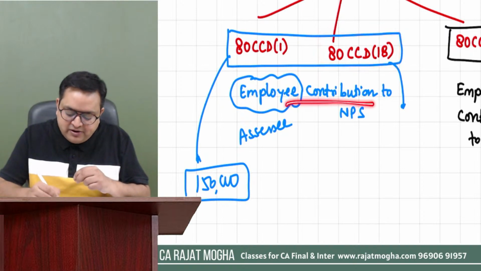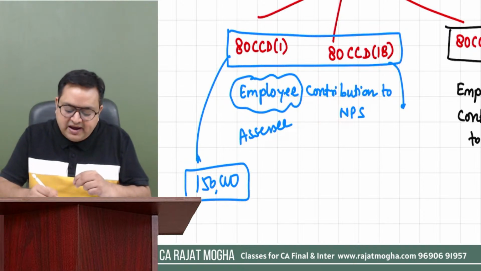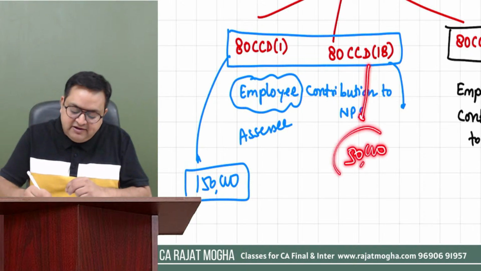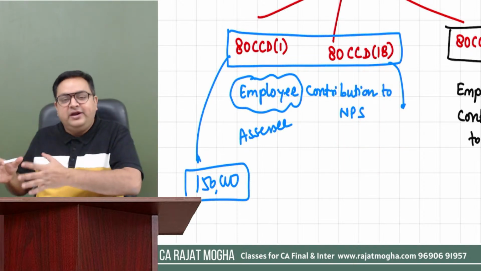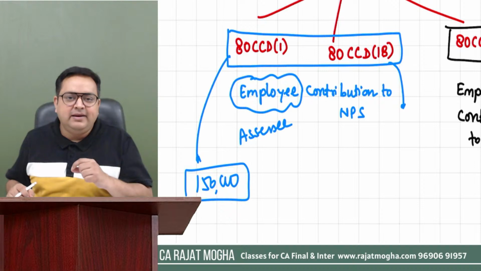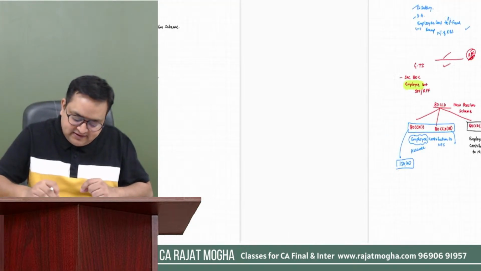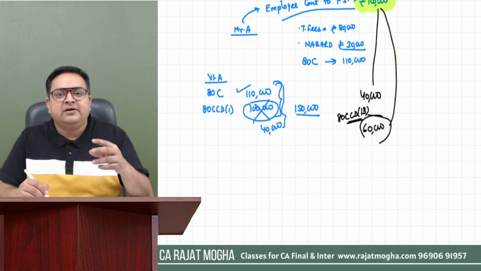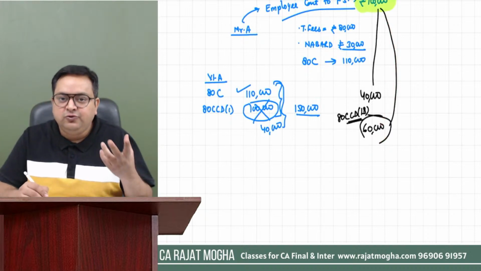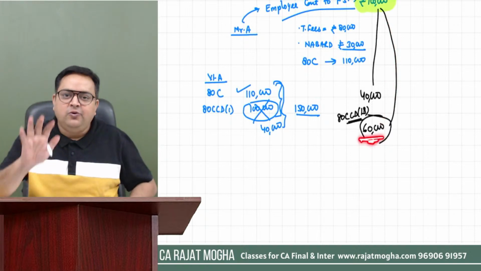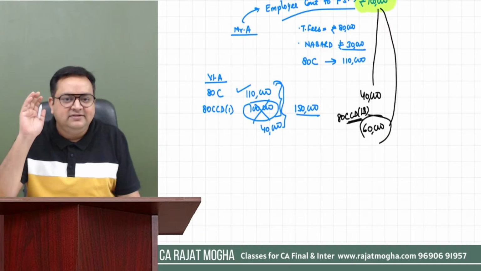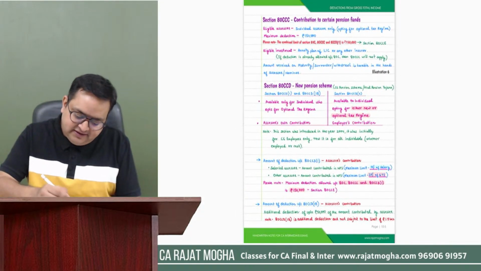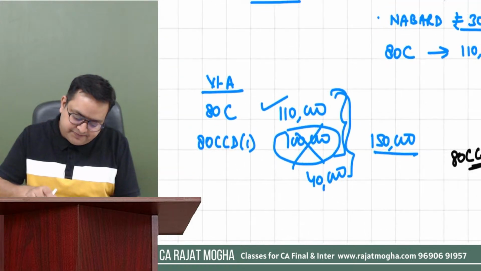That is also employee contribution or assessee's contribution. And how much can we claim? Maximum 50,000. So 80 CCD 1B has its own limit of 50,000. There was a 60,000 limit which was still there, we will try to use this also, but how much can we use? Only 50,000. This 50,000 is from 80 CCD 1B. Got it?